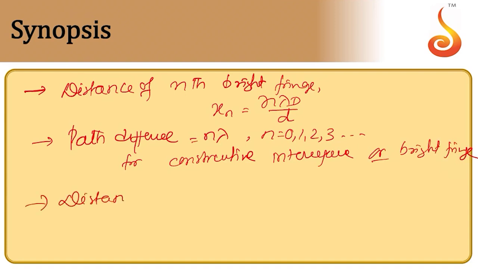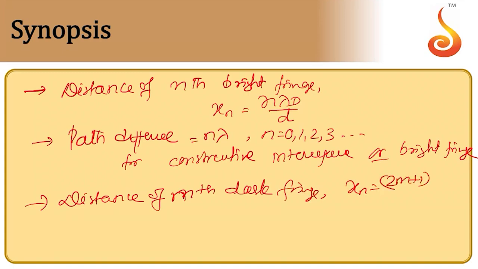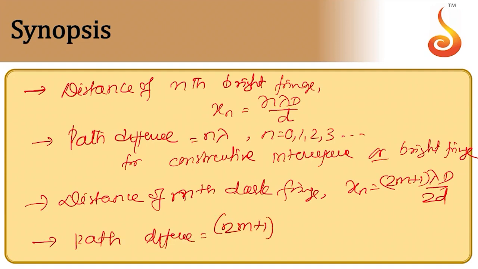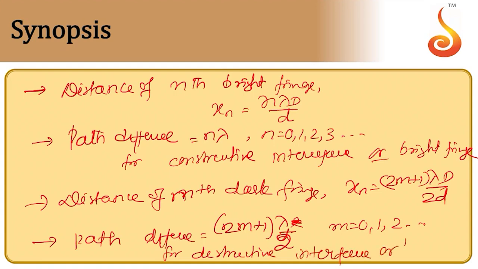Likewise, distance of the nth, or say mth, we will call mth dark fringe: xm is given by (2m plus 1) lambda D divided by 2d, and the condition is path difference is equal to (2m plus 1) lambda by 2. That is the path difference, where m is equal to 0, 1, 2, 3, 4, etc. And remember, this is for destructive interference to take place, or dark fringe.